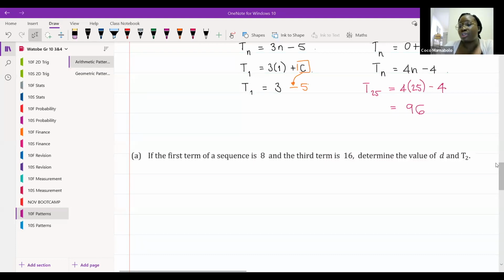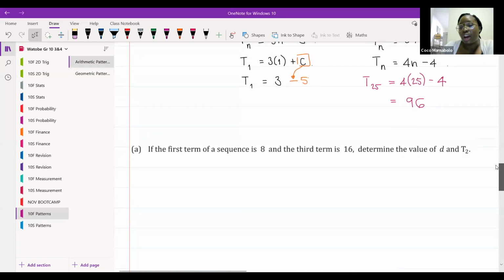Okay, guys, I want to introduce you guys to something before we go. I want you guys to try and follow with me. If not, I'm going to ask you guys to please rewatch the recording. Okay, so let's see what this question says. If the first term of a sequence is 8 and the third term is 16, determine the value of D and T2.